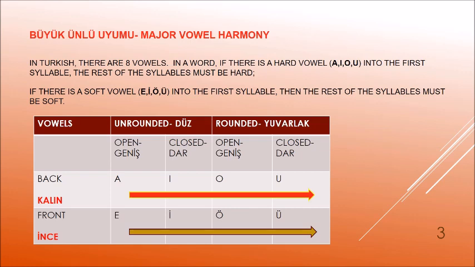So our vowel harmony has a rule that if there's a hard vowel in the first syllable, the rest of the syllables must be hard. So, if there is a soft vowel in the first syllable, then the rest of the syllables must be soft. This is our rule.